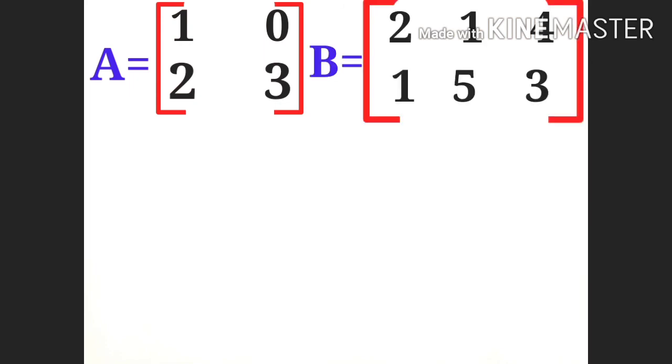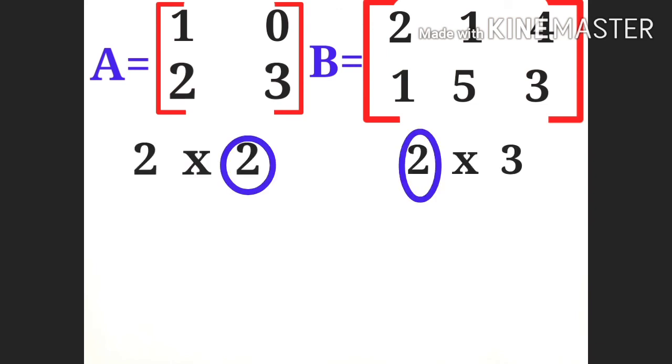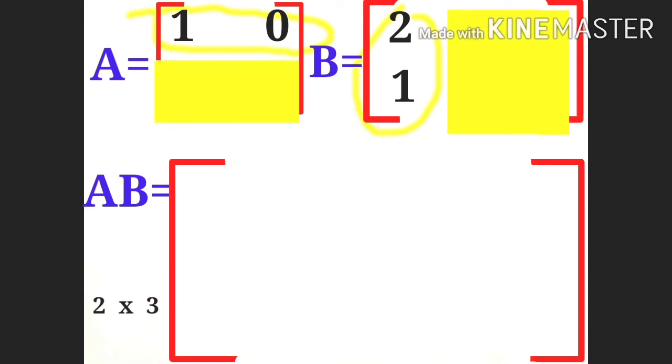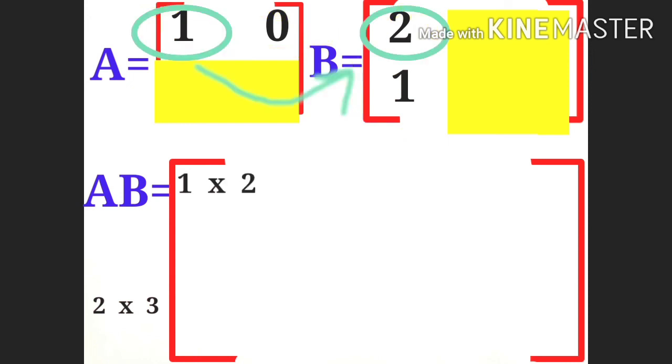A has order 2 by 2 and B has order 2 by 3. So we can multiply A and B. To find the product matrix AB, again, what is the rule? Yes, we have to multiply each row of the first matrix with each column of the second matrix. So we'll start with the first row of A and the first column of B to get the first row, first column element of AB. Multiply the corresponding elements and then add them to each other.